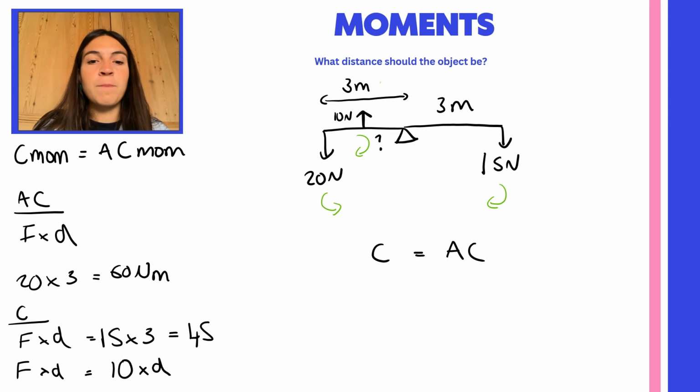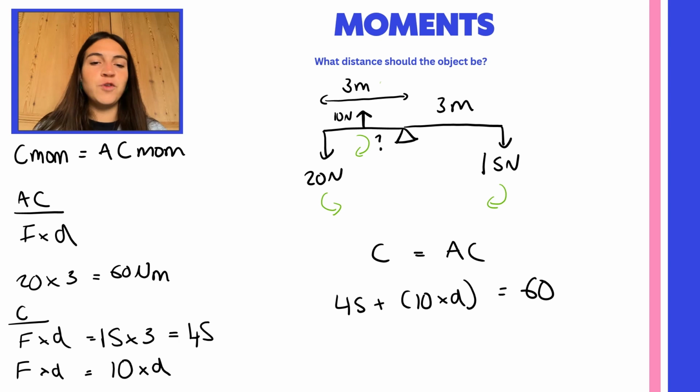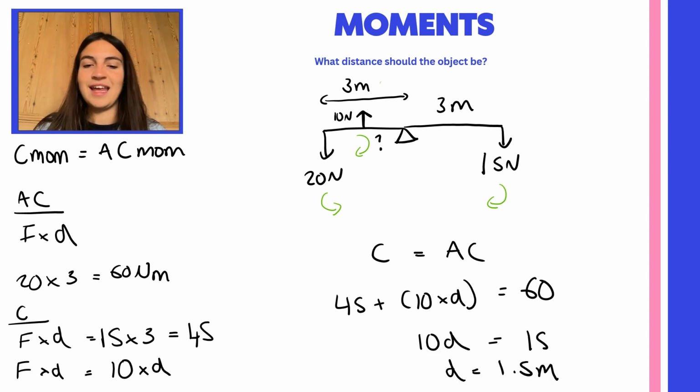Well, I go back to my principle of moments and I set all of my clockwise equal to my anti-clockwise moments. So that is 45 plus 10 times d, those are my two clockwise moments added together, equals 60. If I move that 45 over to my right hand side, I get 15 equals 10d, and therefore the distance of this 10 Newton force should be 1.5 meters.